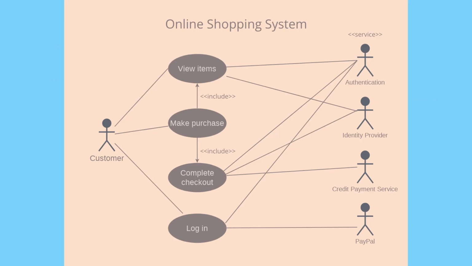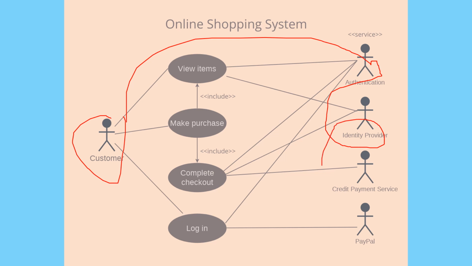In the online shopping system, you can see the actors on one side, and on the other side you see administrator, identity providers, credit payments, and PayPal. So they have a login issue, and then the customer selects items, makes a purchase, and the customer checks out, and then the credit card payments are provided.